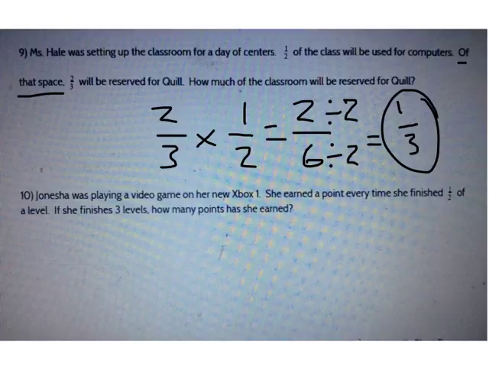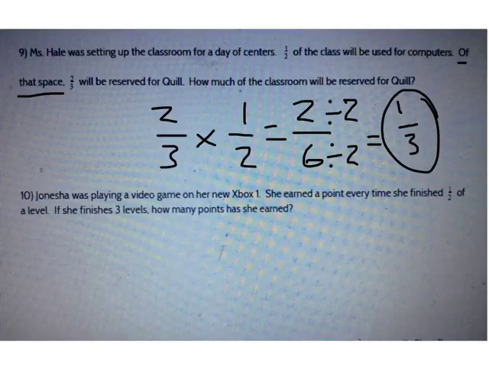1/3 of the class will be used for Quill. Let's look at number 10. Jonisha was playing a video game on her new Xbox One. She earned a point every time she finished 1/2 of a level. If she finishes 3 levels, how many points has she earned? Or how many 1/2s are inside of 3?